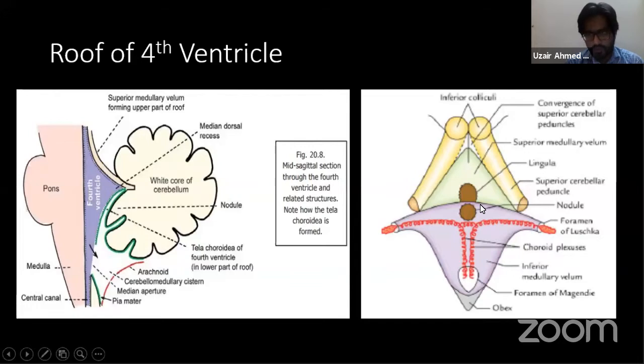We all know that the CSF from the fourth ventricle drains into the subarachnoid space via two lateral foramina, known as the foramina of Luschka, and one median foramen, known as the foramen of Magendie. So this is the schematic diagram. I hope it will help in upcoming slides when we actually see the cadaveric models of the fourth ventricle.